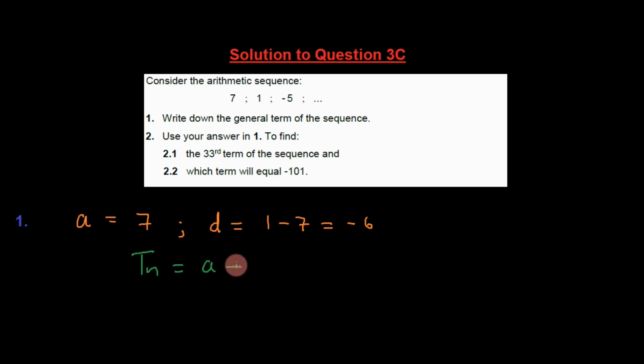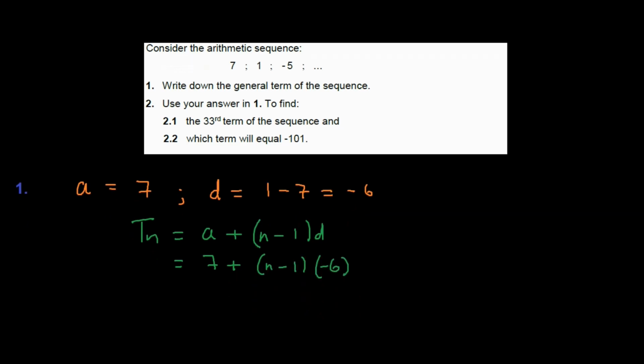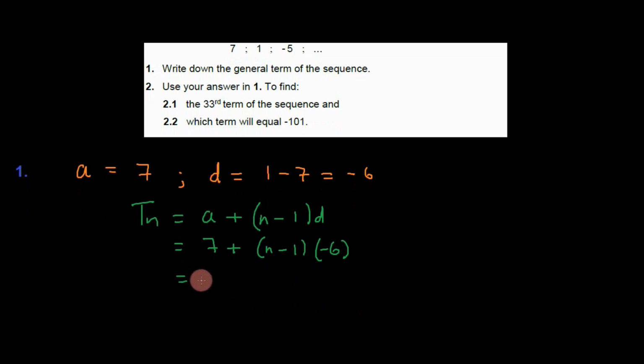Now we use the formula t sub n equals a plus n minus 1 times d. And we replace a and d with the numerical values 7 and negative 6. So 7 plus n minus 1 times negative 6. We simplify, so it's 7 minus 6n plus 6, which is 13 minus 6n. So the general term then is 13 minus 6n.